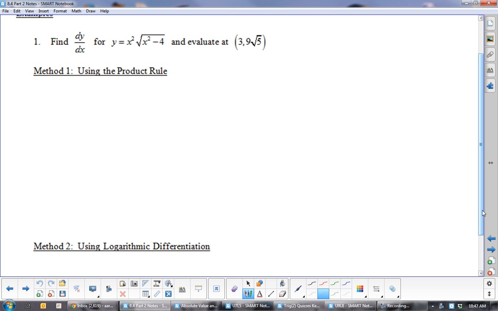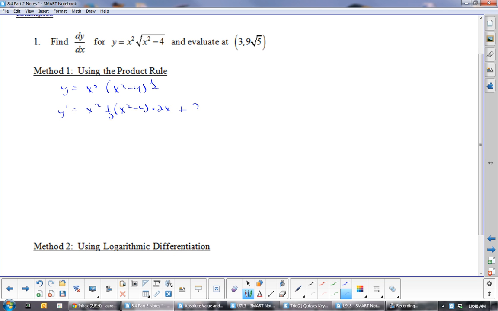So let's use the product rule. I'm just going to rewrite it. y equals x squared times (x squared minus 4) to the 1/2. So y prime is the first times the derivative of the second, which is 1/2 (x squared minus 4) to the negative 1/2 times 2x, plus the derivative of the first times the second, (x squared minus 4) to the 1/2. Sorry, right, negative 1/2. Okay.